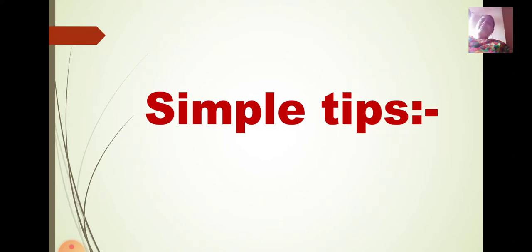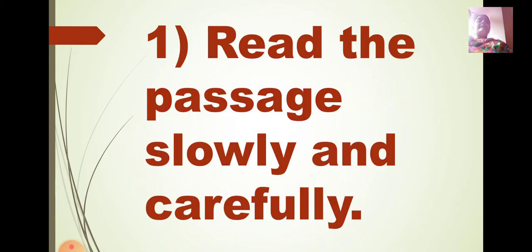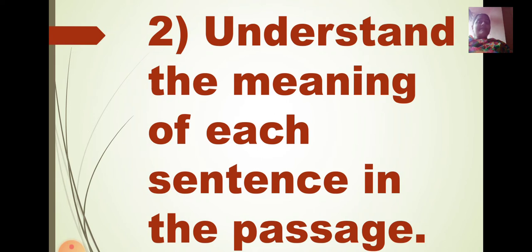Now, what are the simple things which you have to remember while solving an unseen passage? First one is read the passage slowly and carefully. Yes, children, always when you read the passage, go slow and read it carefully so that you understand the meaning of each sentence in the passage. What is the second one? Understanding the meaning of each sentence in the passage. When you read slowly and carefully, you understand the meaning of each sentence given in the passage.